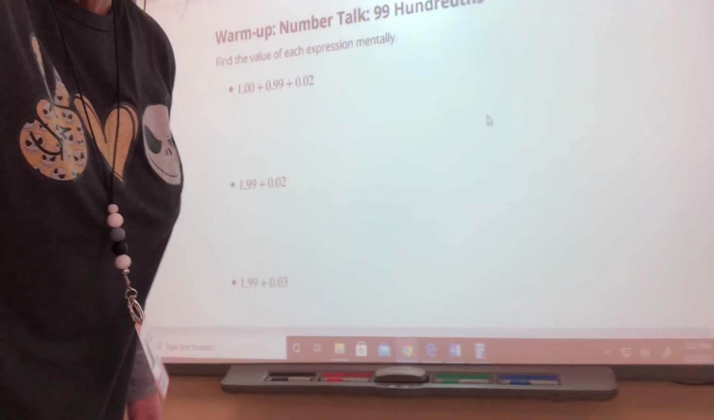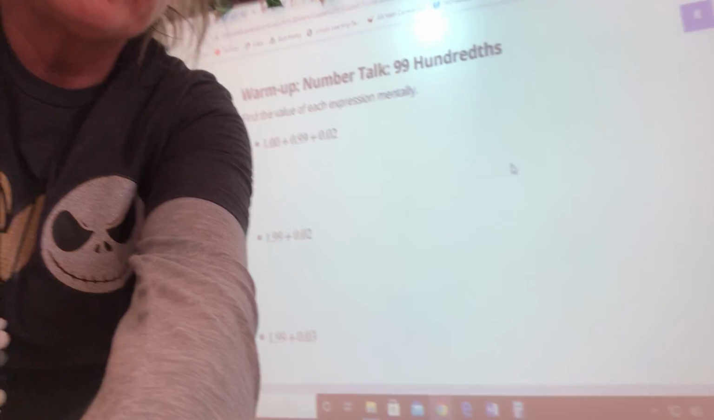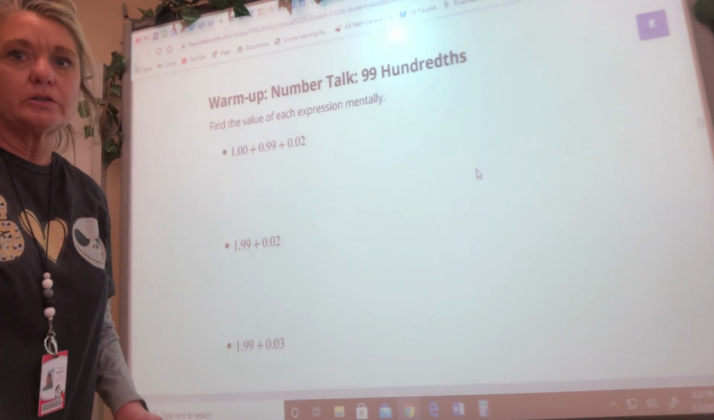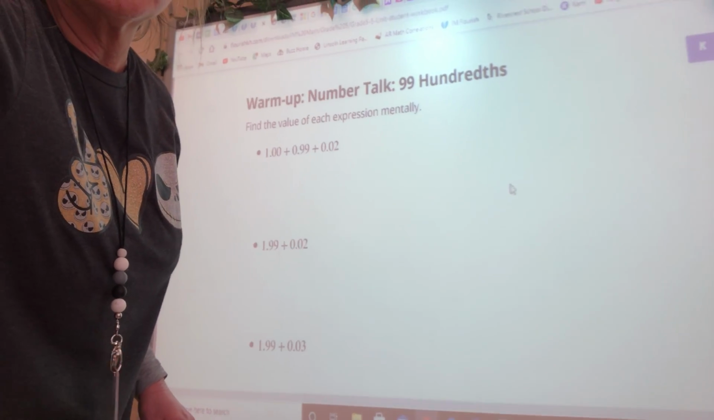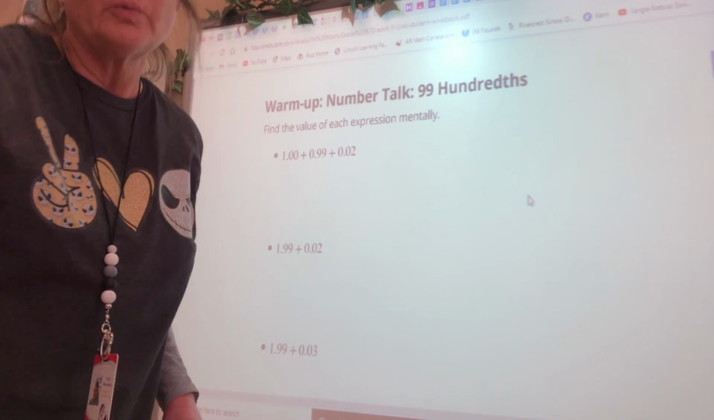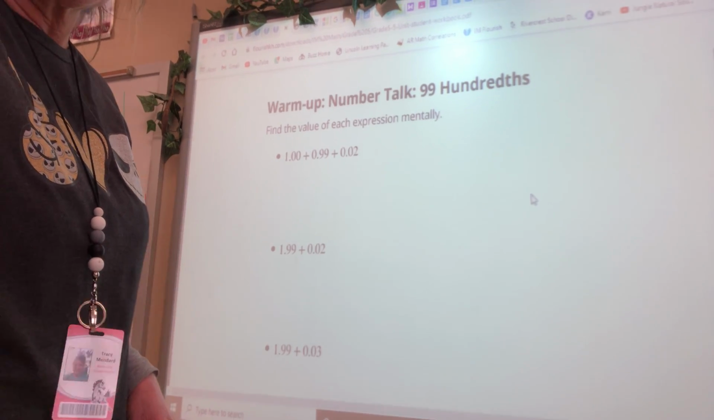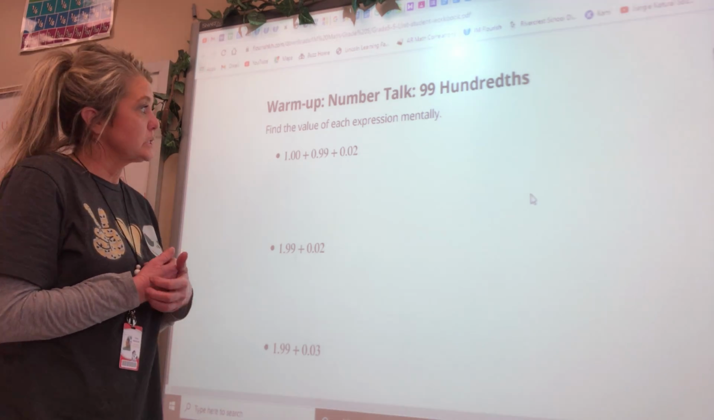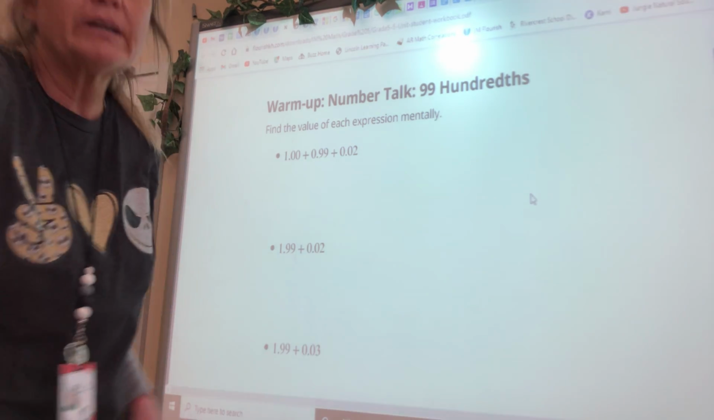Guys, you should be on page 57 in your workbook, page 57, and we are still working with decimals. Let me get you straightened up a little bit. We're still working with decimal numbers, and today we're going to start adding decimal numbers instead of just putting them in order or rounding them.